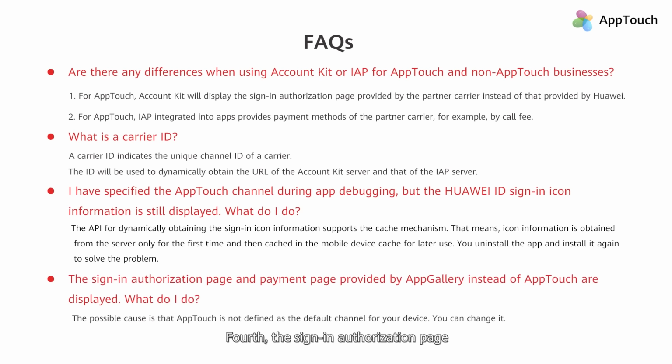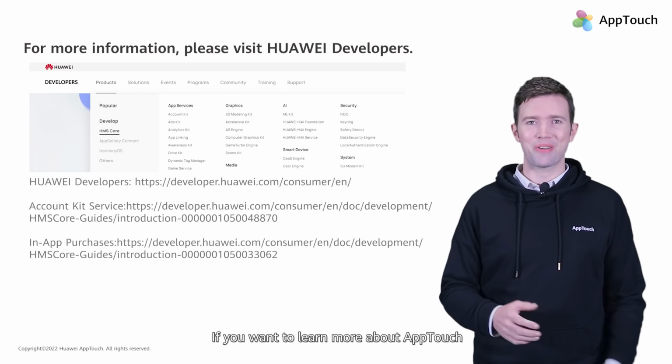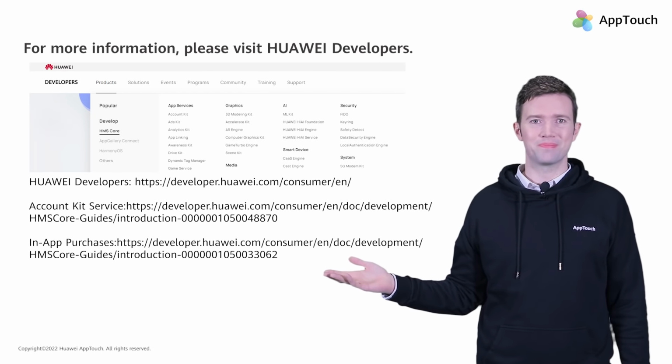Fourth, the sign-in authorization page and payment page provided by AppGallery instead of AppTouch are displayed. What do I do? The possible cause is that AppTouch is not defined as the default channel for your device. You can change it. If you want to learn more about AppTouch, visit our website at this URL.